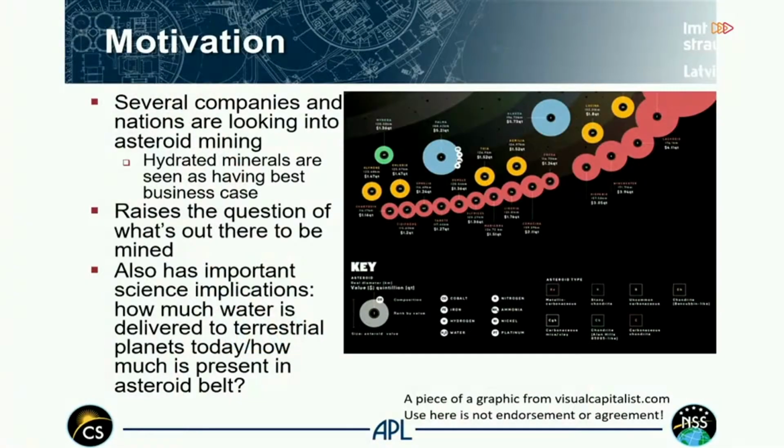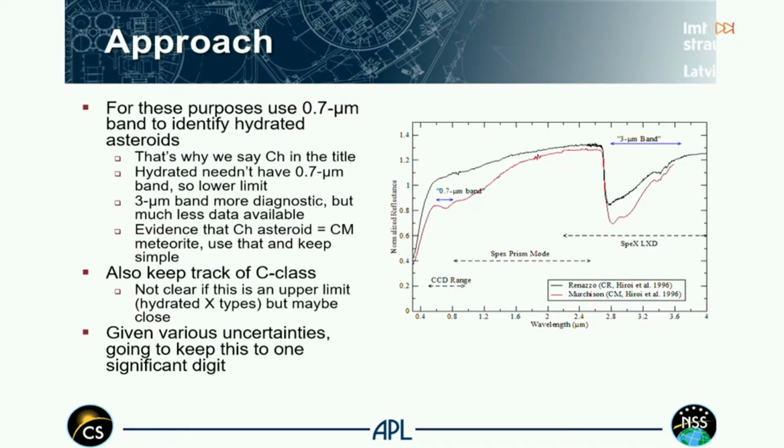There is a lot of graphics out on the internet. I'm not saying this is right or wrong, but people are coming up with values for asteroids that are astronomical. And obviously we want to try to root these numbers in something that's more defensible. And there's also a lot of great science to be done. How much water's out there and how much water was delivered to the terrestrial planets, for instance, is an interesting science question. So Martin mentioned the 0.7 micron band.